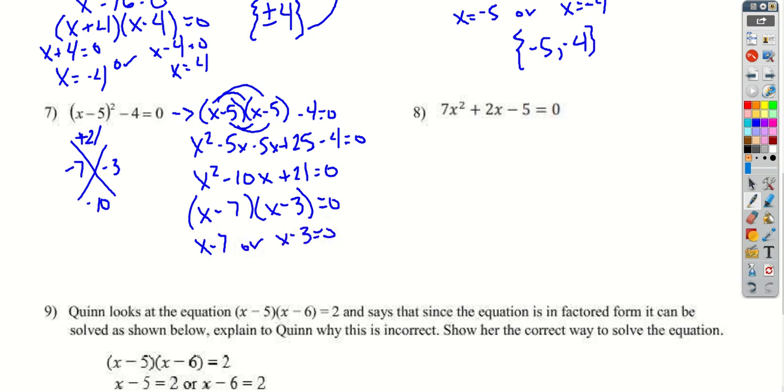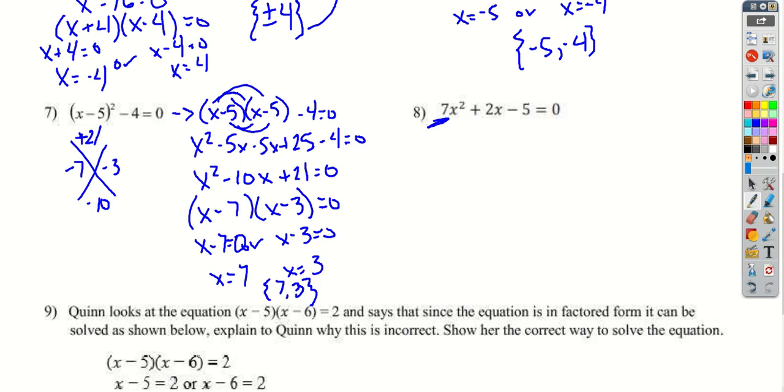I forgot the equal 0 on the first one. All right. Which means either x is 7 or x is equal to 3. And then we have our solution set. All right. And then number 8, this is where the GCF is not.